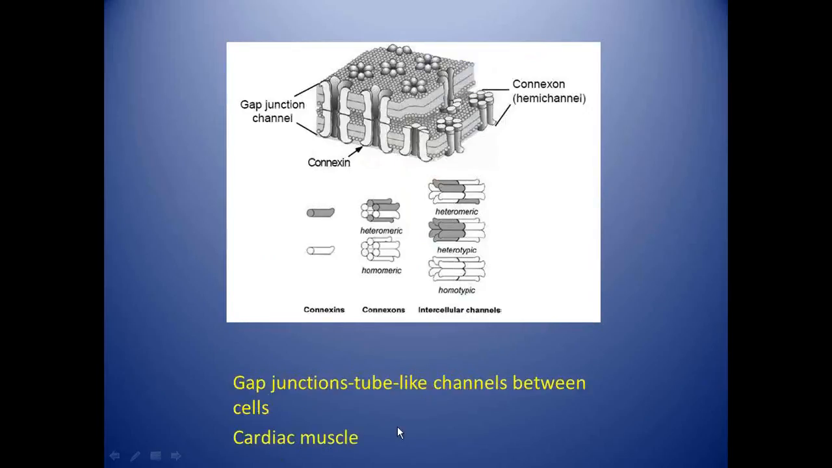Then we have those called gap junctions, and they're called gap junctions for a reason, because they have channels or tunnels or tube-like structures that allow the passage of materials through. A lot of times you're going to find these types of communication gaps and junctions from cell to cell in cardiac muscle.